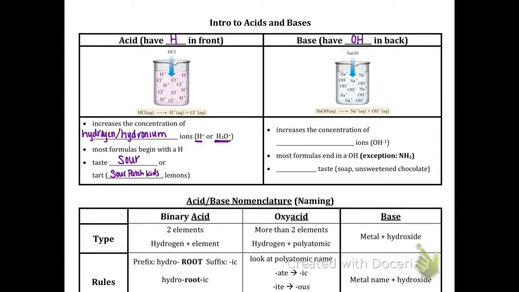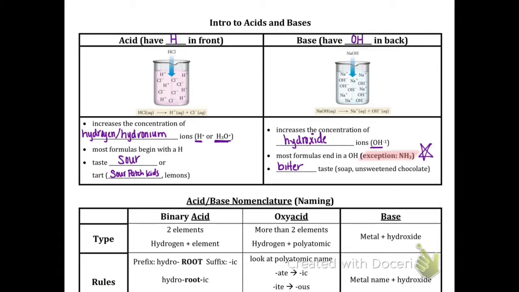Okay, on the base side, it increases the concentration of hydroxide. So hydroxide is that OH. So every time you see an OH, you're going to think of a base. There is one exception. NH3 does not have an OH, but it is a base. I would put a huge star here. It's one where you have to memorize that NH3 is a base, even though it does not have an OH. Bases generally have a bitter taste. Okay, think of like unsweetened chocolate, so dark chocolate, or things like soap.